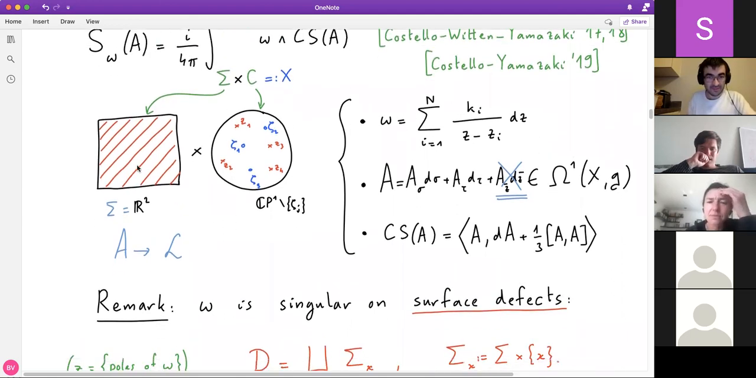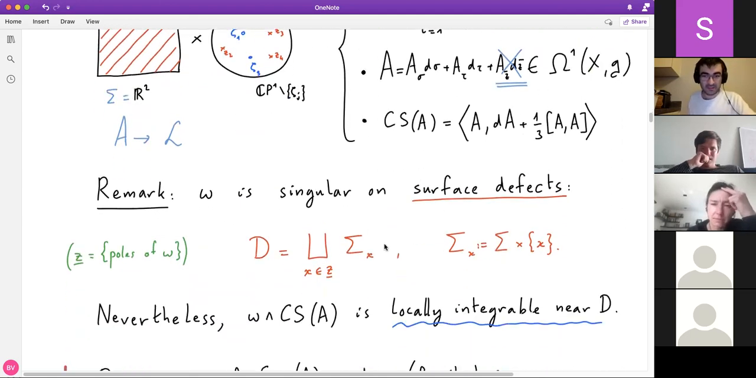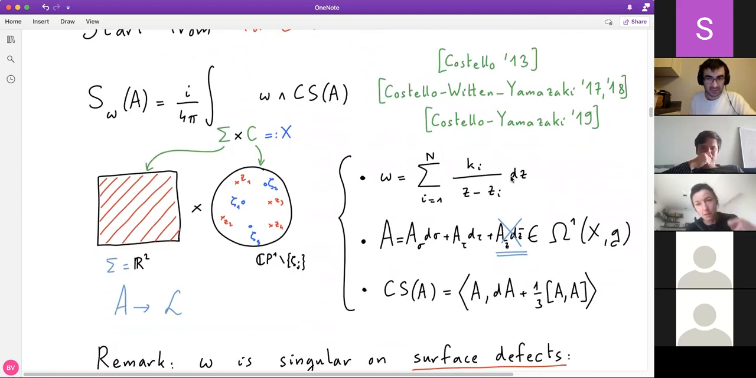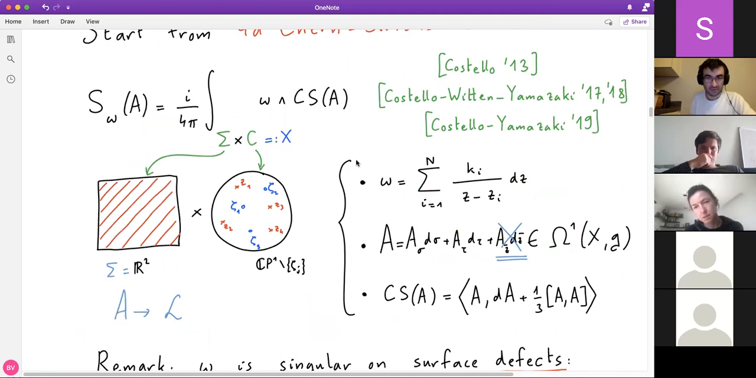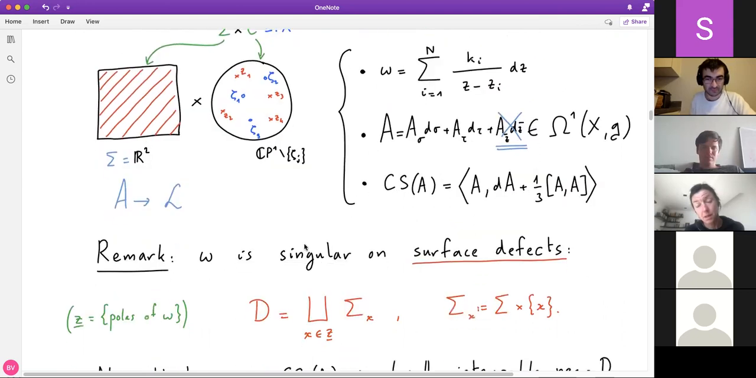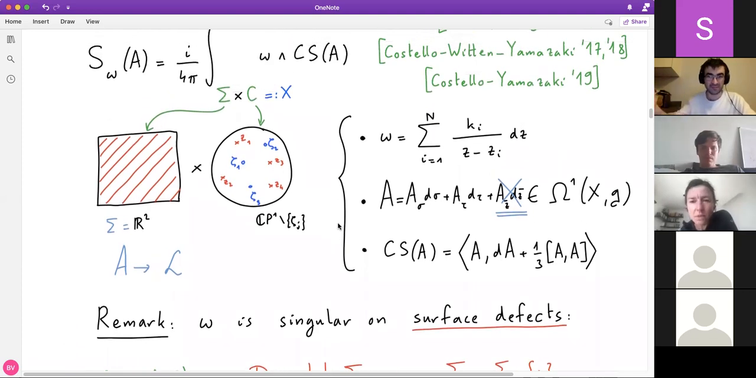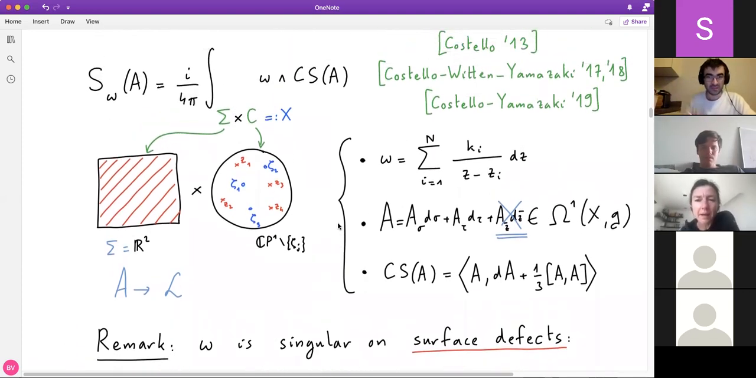So there are these surface defects where omega has singularities. Because of these singularities, you might worry that the action is not well-defined, but it turns out that, because these are simple poles, the Lagrangian is locally integrable around the surface defects. But this is still Chern-Simons theory associated with the standard finite gauge group, right? Absolutely. In this story, I'm not making the gauge group affine. Compared to the affine story, yeah.